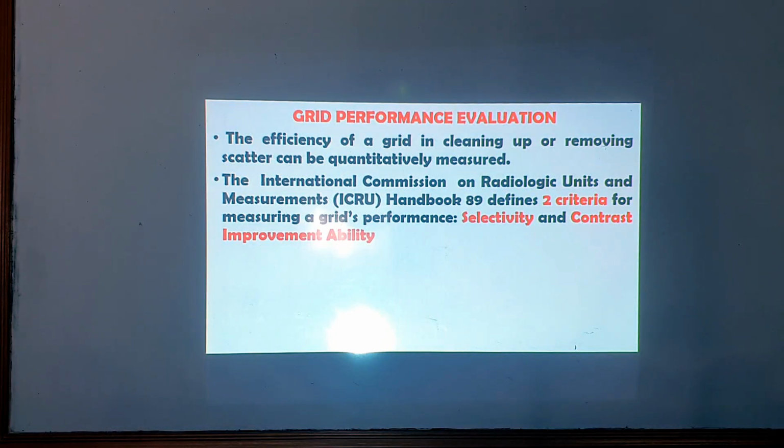Now, grid performance evaluation. The efficiency of a grid in cleaning up or removing scatter can be quantitatively measured. So the ICRU, the International Commission on Radiation Units and Measurements, Handbook 89 defines two criteria in order to measure the grid's performance. These two criteria are selectivity and contrast improvement factor.